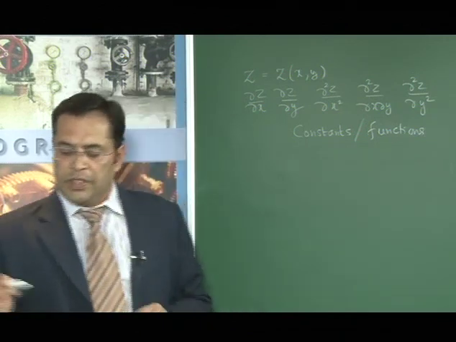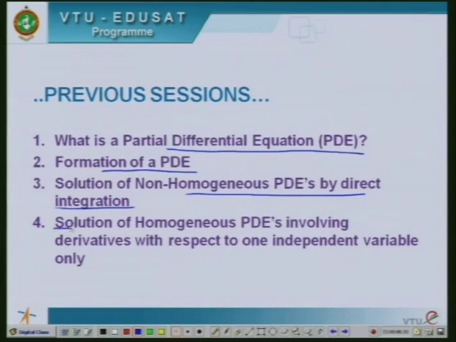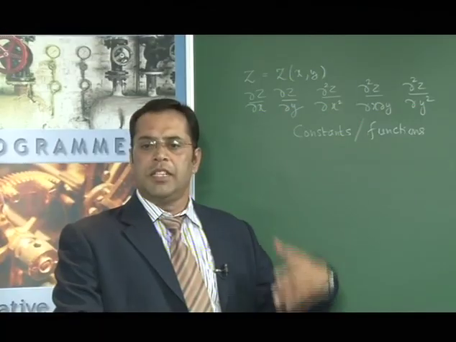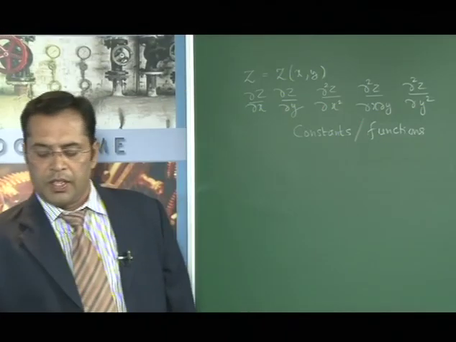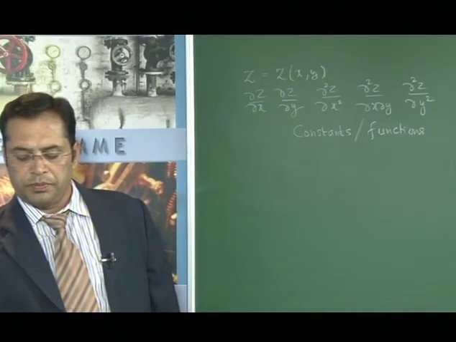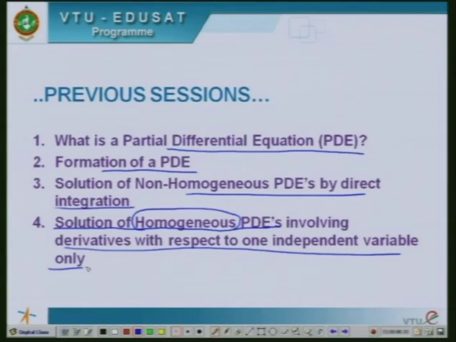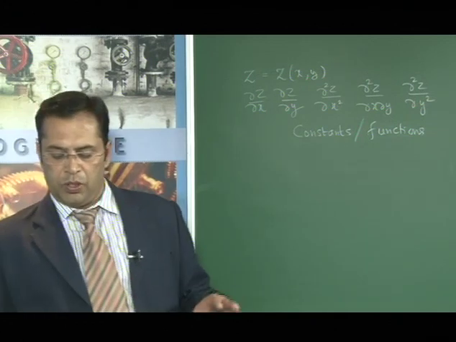Next, in the previous session, we have looked into the solution of homogeneous PDEs, that is, PDEs containing the dependent variable z and its partial derivatives, involving derivatives with respect to one independent variable only. Either z will have the derivative with respect to x or the derivative with respect to y.